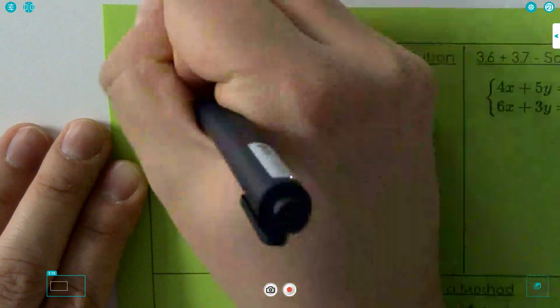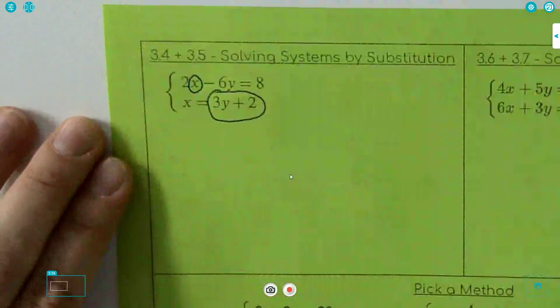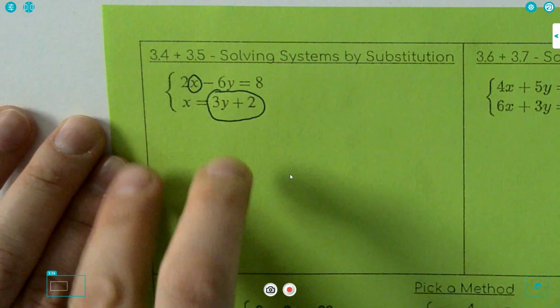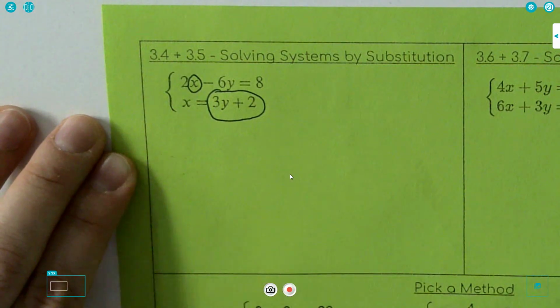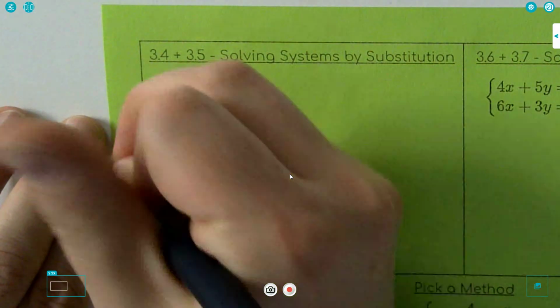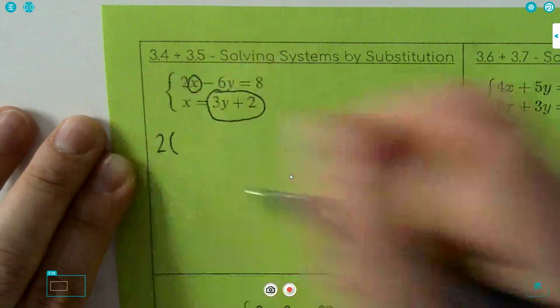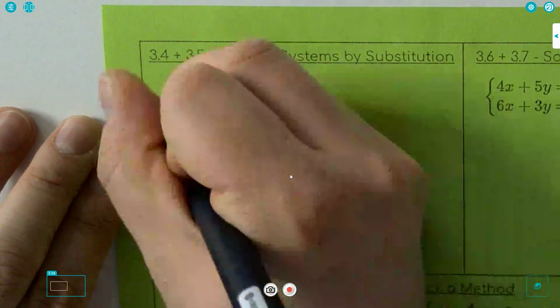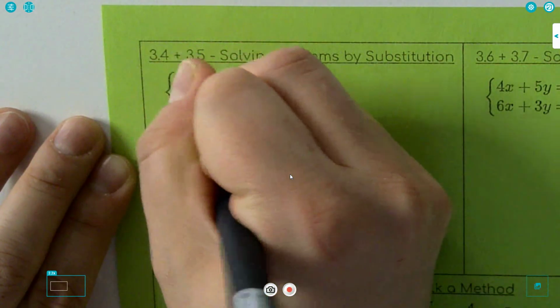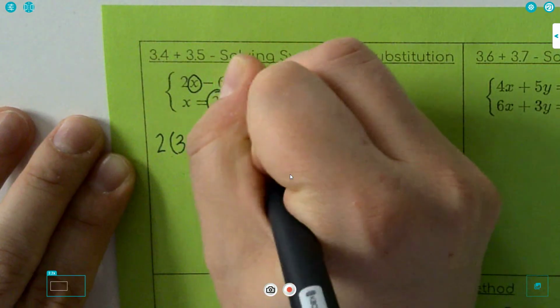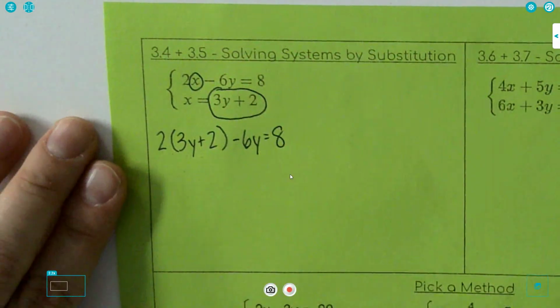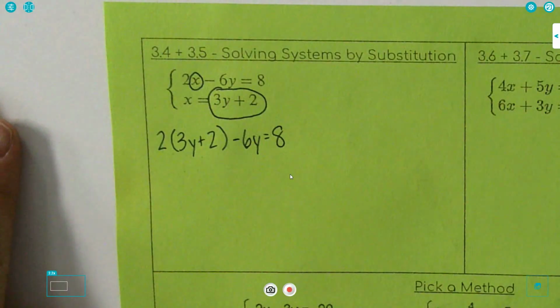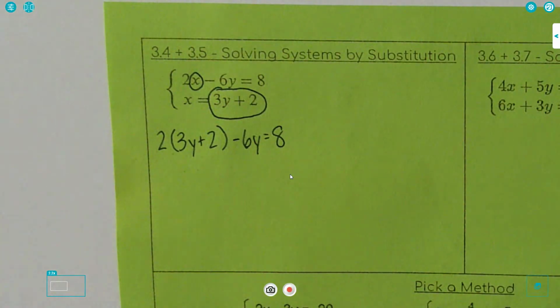X, because it is x equals. Okay, write small on this one. So I'm going to do it like right here. Don't write huge because you might want that space for something else. So 2 open parentheses. I'm plugging in 3y plus 2. And I still have minus 6y equals 8. Okay, any questions about the substituting of substitution?